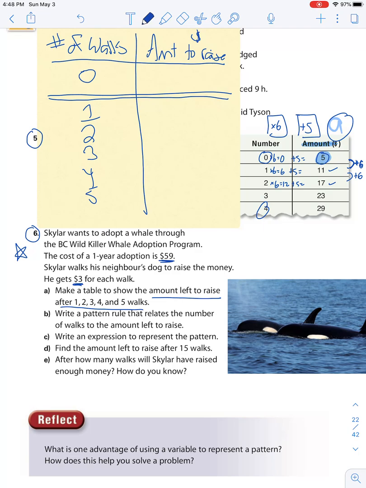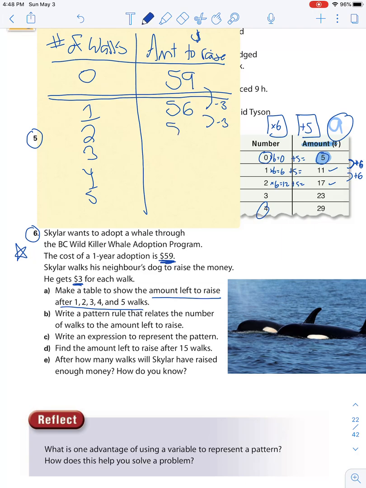If I didn't do any walks yet, how much do I still have left to raise? Well, we have $59 left to raise because that's how much it costs. If I haven't done any work yet, I have to raise $59. If Skylar does 1 of the dog walks, then he earns $3. So we get to take off $3 from 59, so it's going to be 56.